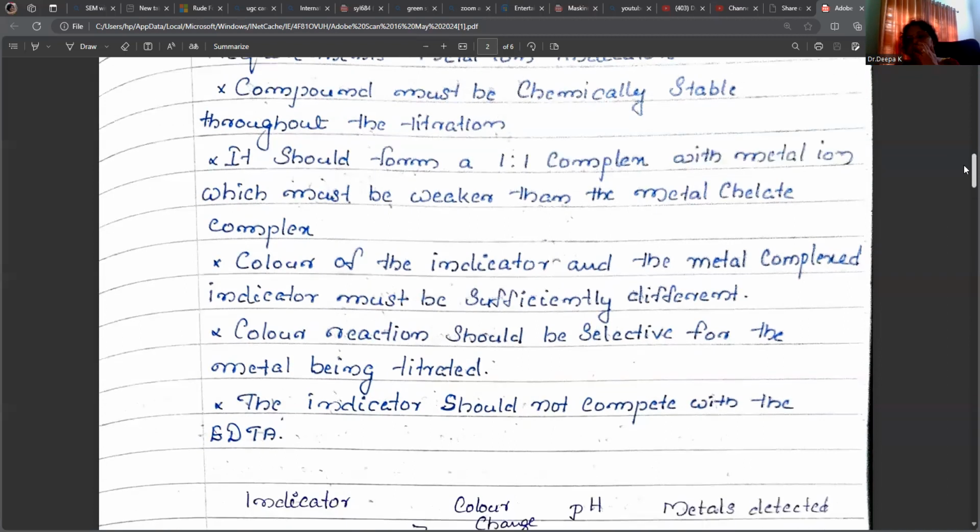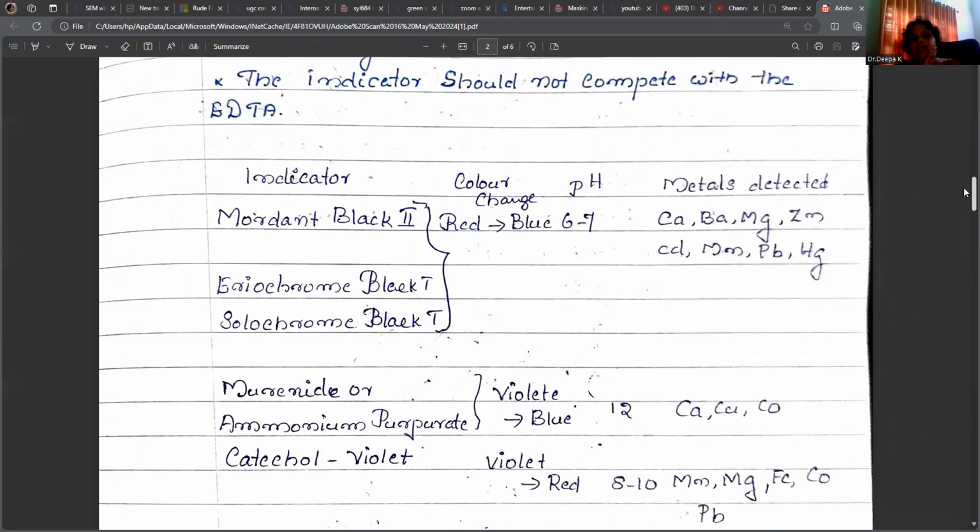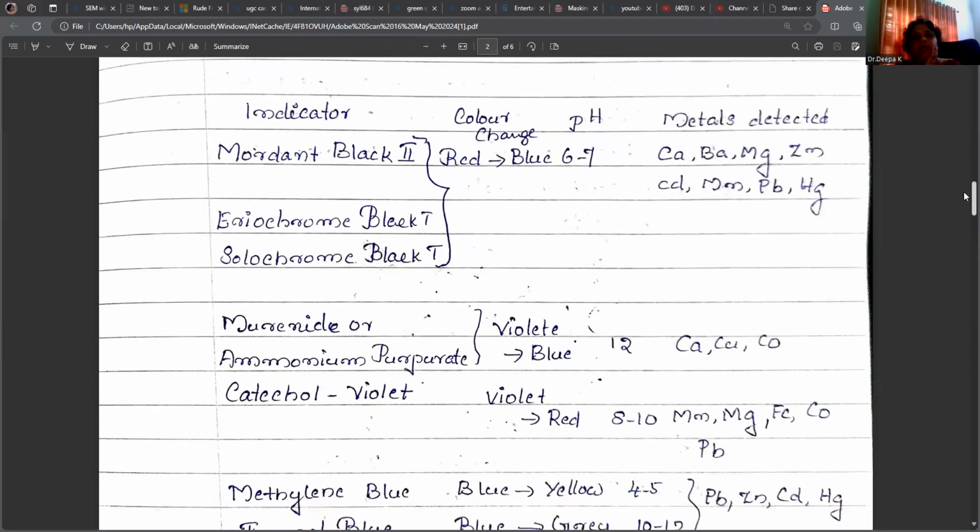These are the conditions. So, the commonly used metal ion indicators: Mordant black 2, which has a color change of red to blue, works in the pH range 6 to 7, and the metals which can be detected using this indicator are calcium, barium, magnesium, zinc, cadmium, manganese, lead, and mercury. The other indicators which also work in this pH range are eriochrome black T and solochrome black T.